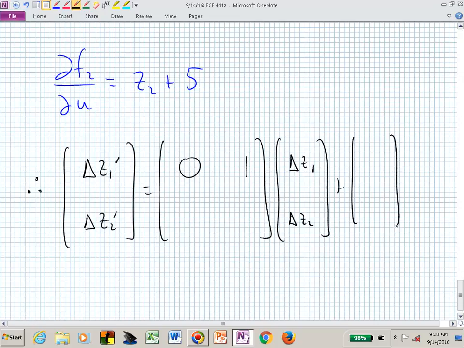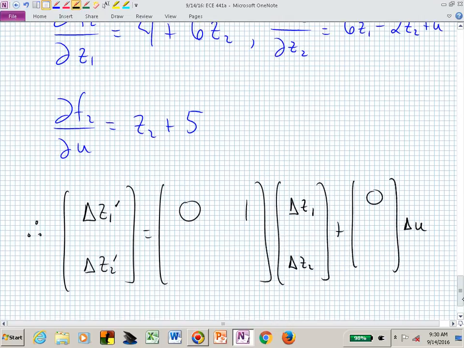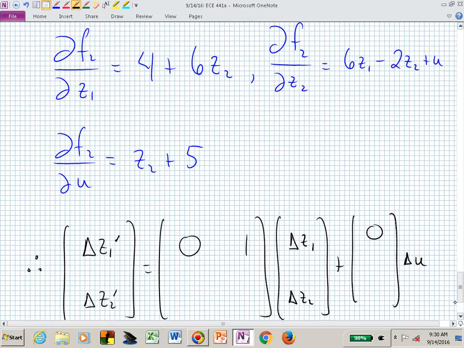Were there any partials of F1 with respect to U that were non-zero? No, not on F1, was it? Because F1 was just Z sub 2. So now in the second row, now maybe I can almost squeeze it all in.